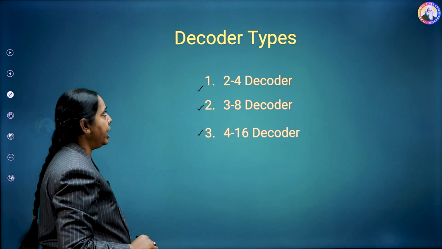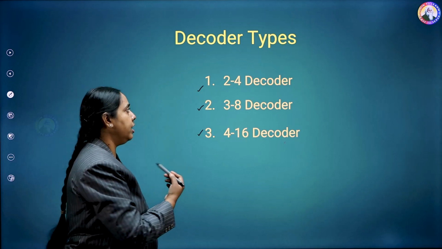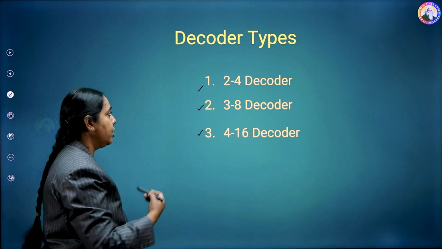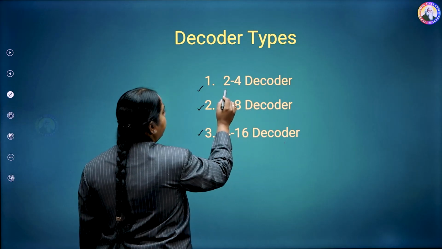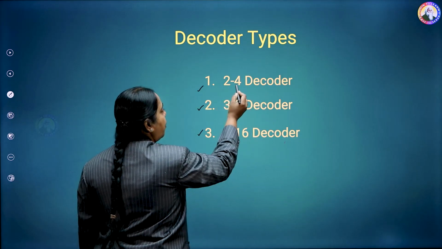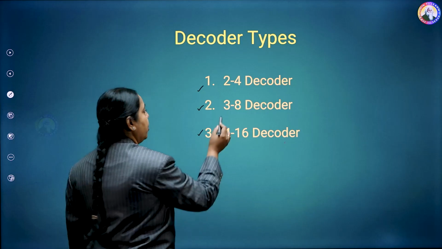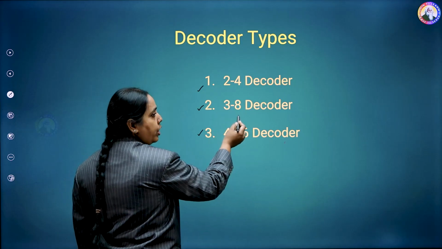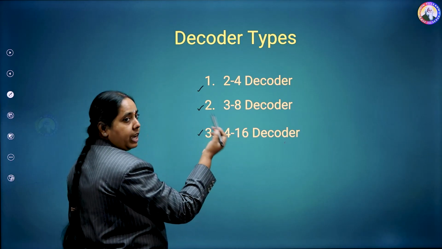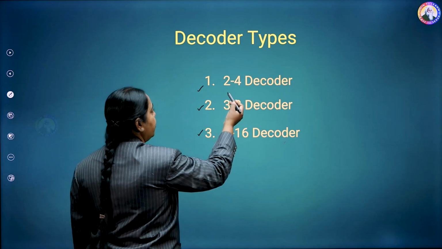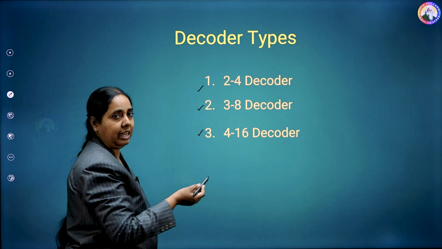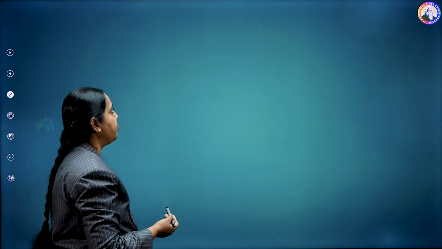So these are the 3 types of decoders: 2 to 4, 3 to 8 and 4 to 16. Here if you just observe, in each and every case, if n is equal to 2, then the outputs are 2 power n. If n is equal to 3, 2 cube. So n inputs give 2 power n outputs. If n is equal to 4, 2 power 4. So n number of inputs are converted into 2 power n number of outputs.